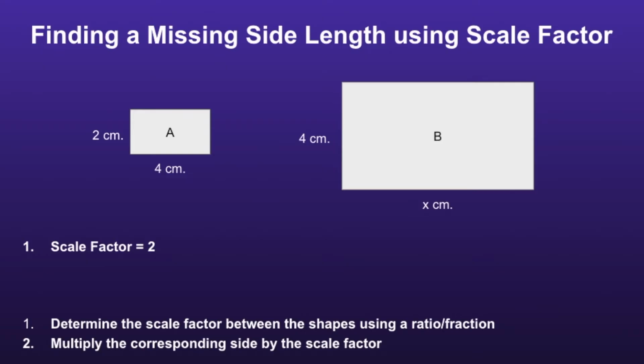This moves us on to step number 2. Multiply the corresponding side by the scale factor. So like we mentioned before, we have the side length 4 centimeters, and we want to find the missing side length of rectangle B. We can do that by multiplying the scale factor, which was 2, by the corresponding side, which was 4. And 4 times 2 is equal to 8. So the missing side length in rectangle B is 8 centimeters.